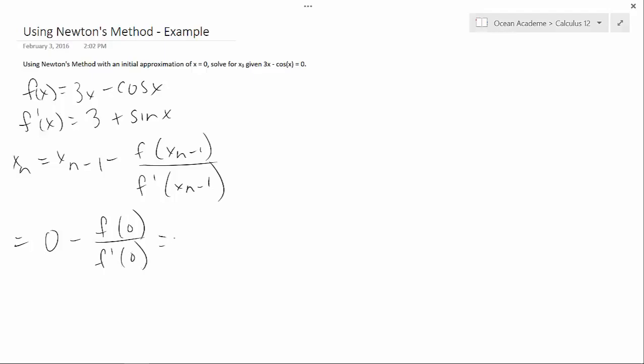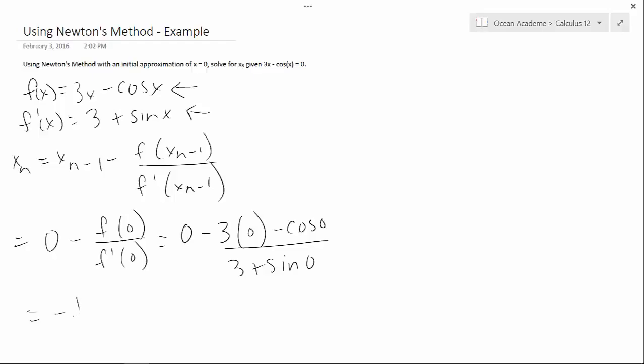So plugging in our numbers, we would say it's 0 minus, and right here we have our function. So we've got 3, and wherever we see our x, we plug in 0, minus cos 0. And that's going to be over our prime function, so that's 3 plus sine 0. Plugging this in, we get a value of negative 1/3. That becomes our x2.